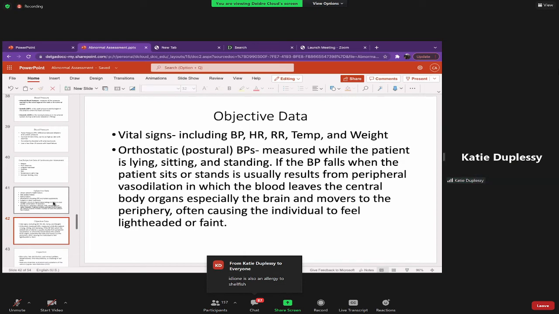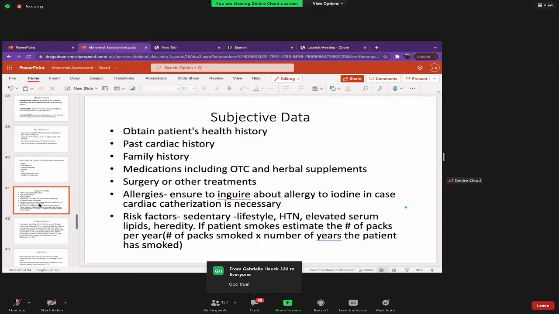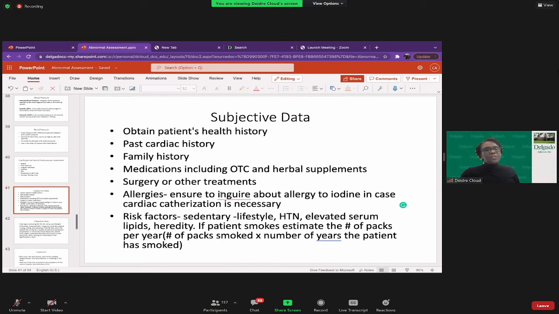Can you go back real quick? Yes. The previous slide. Right here. And all of this is in your book. It's just how you obtain the patient's health history. And this is what you're going to obtain on every patient. Thank you. Of course.